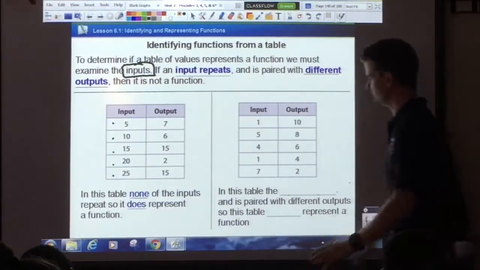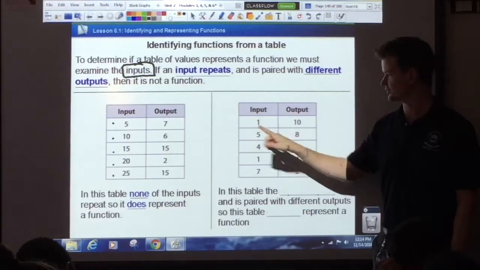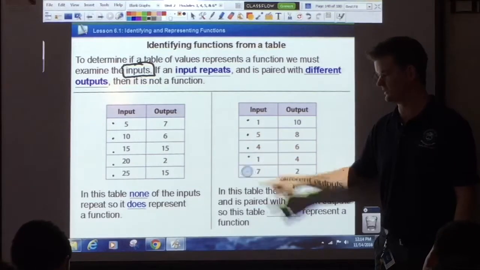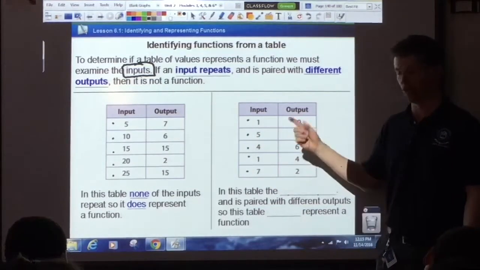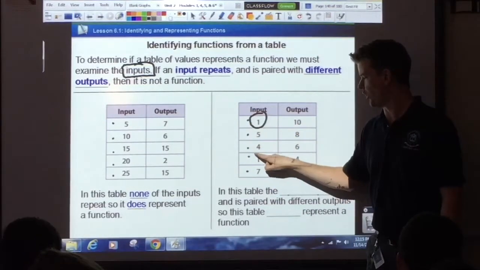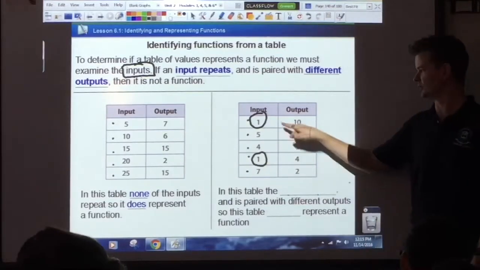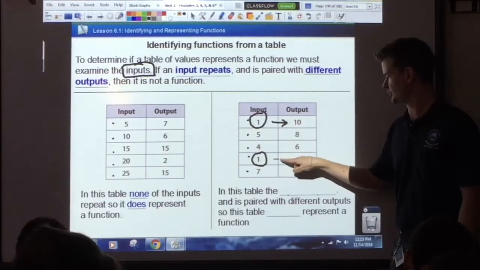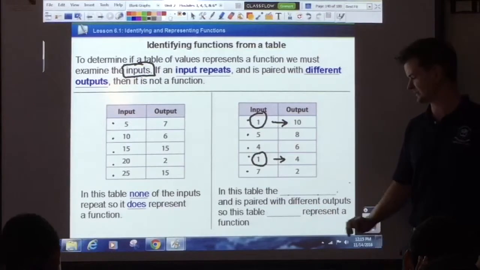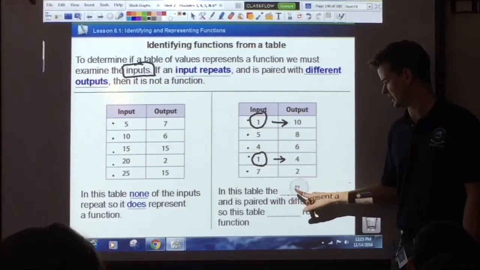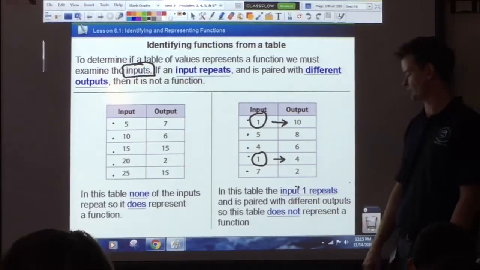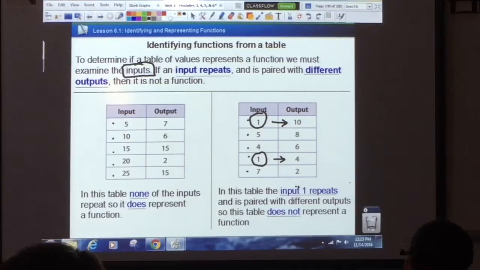Now we look at this one. Once again, you ignore this. Just look at the inputs. Do any of these inputs repeat? Yes or no? Yes. Which one? One. This repeats. So once you realize that an input's repeating, you have to look at the outputs. Is this input paired with different outputs? Yes. Which means that it's not paired with only one output, it's paired with multiple outputs. So this does not represent a function.